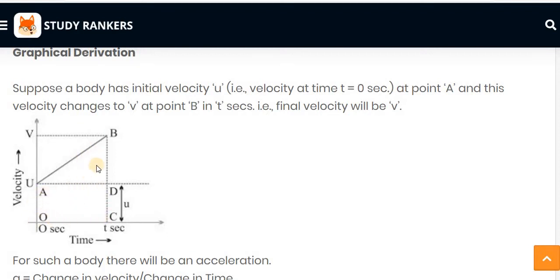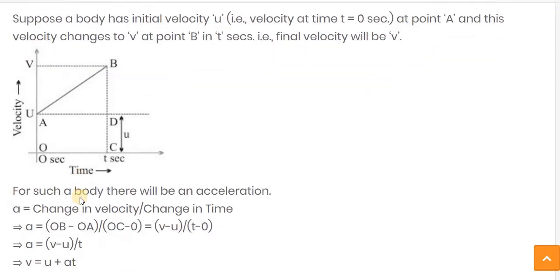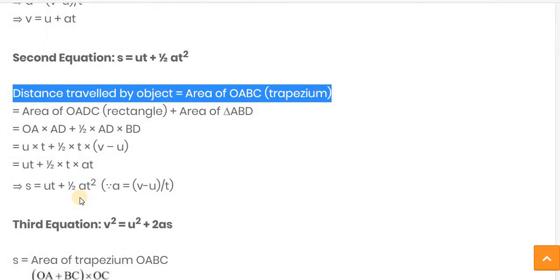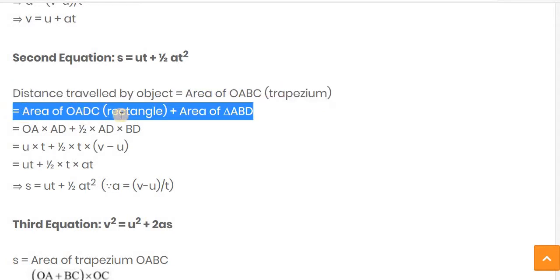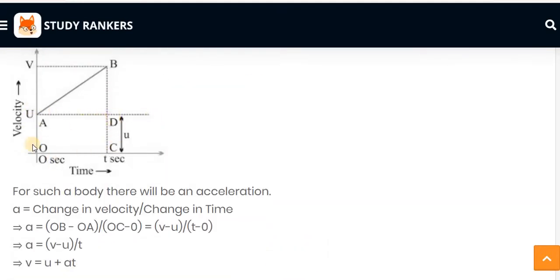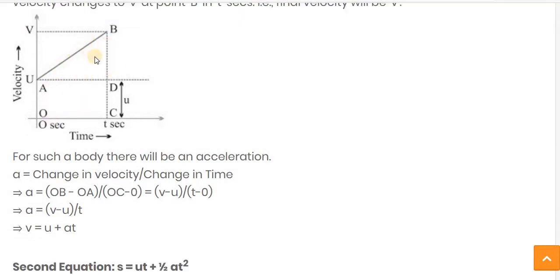If you don't want to use the trapezium formula, you can also add the triangle plus the rectangle area. So finally we get the trapezium area, put it into the formula, and we get our second equation. The distance traveled by the object is equal to the area of OABC, the trapezium, which as I told you is made up of a rectangle and a triangle: AOCD, which is a rectangle, and ADB, which is a triangle. If we add both areas, we get the final area of this trapezium.